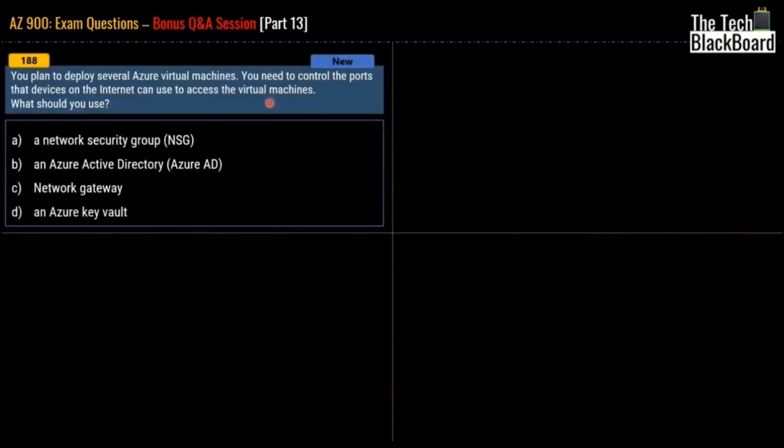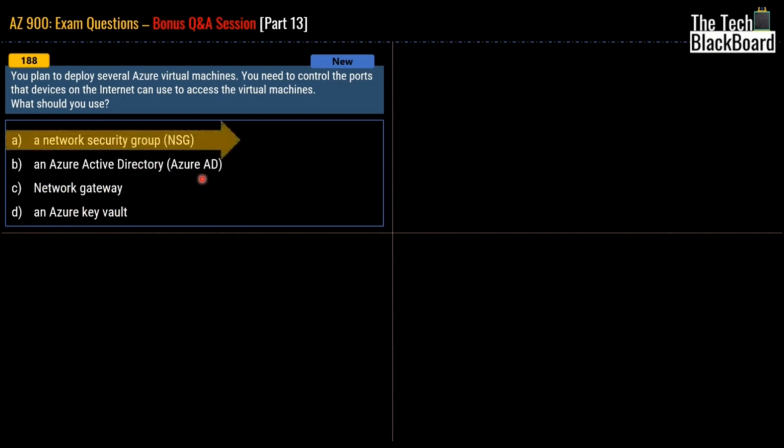Now let's move to question number 188. The question says that you plan to deploy several Azure virtual machines. You need to control the ports that devices on the internet can use to access virtual machines. What should you use? Your options are a network security group or NSG, Azure Active Directory, a network gateway, or Azure Key Vault. The correct answer for this question is a network security group.